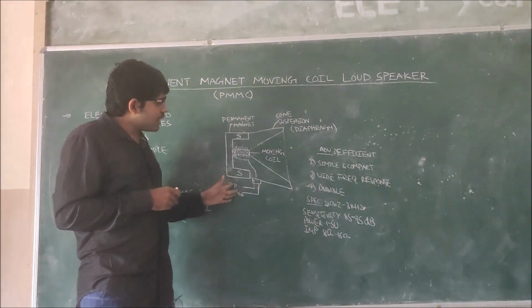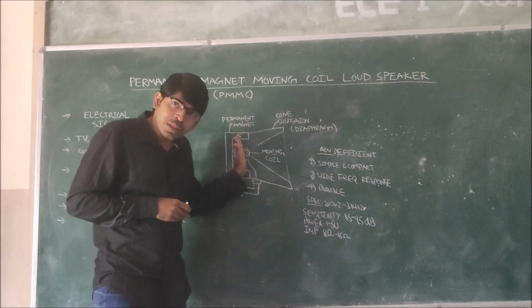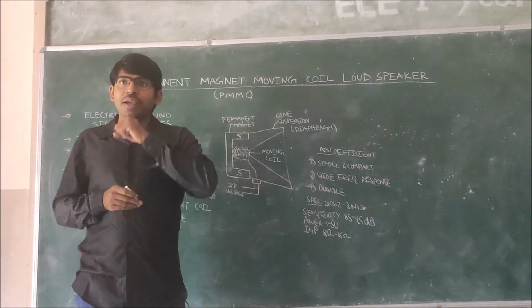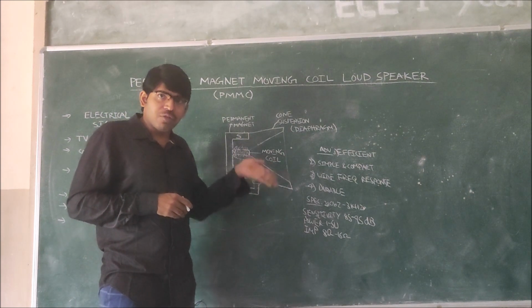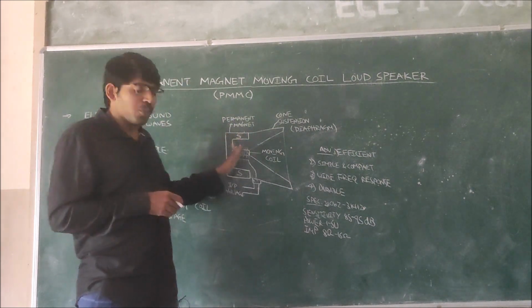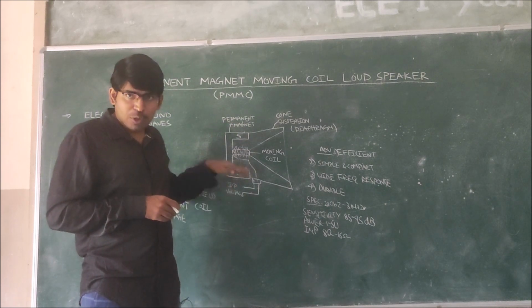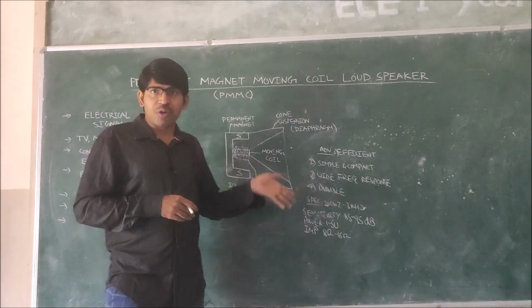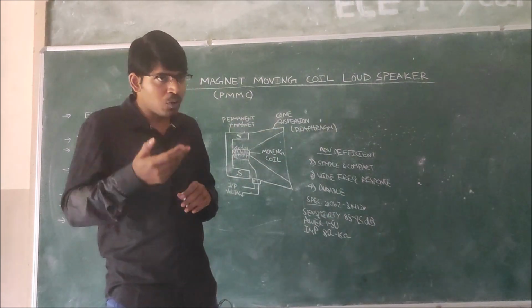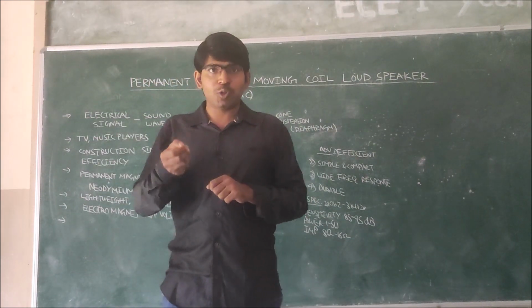Based on the electrical signal, this moving coil will vibrate, and it now becomes an electromagnet. Until now it is a magnet; because we supplied the electrical signal to it, it becomes an electromagnet. This electromagnet will move according to the amplitude of the electrical signal. Then it will vibrate the diaphragm. From the diaphragm we will observe the sound. This is how the permanent magnet moving coil loudspeaker works.